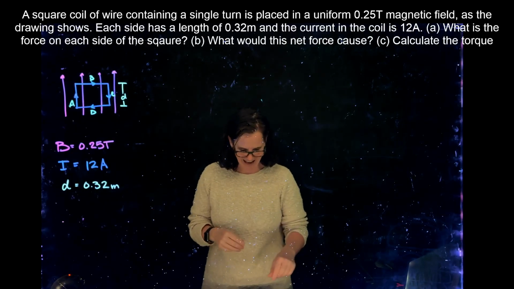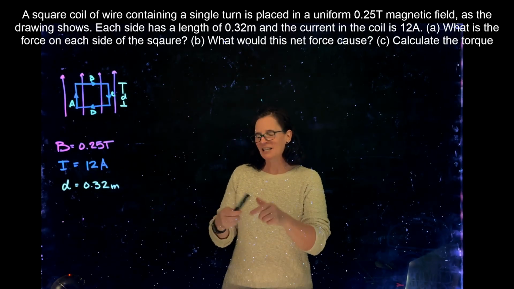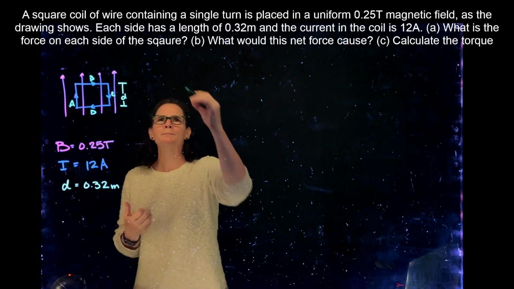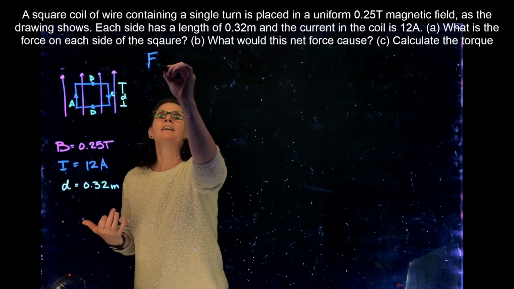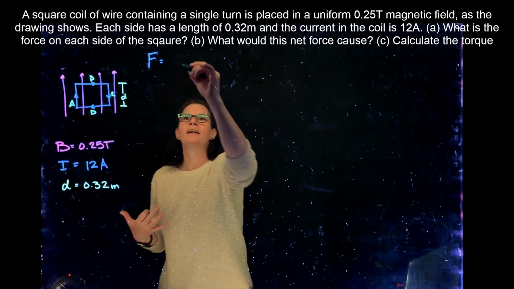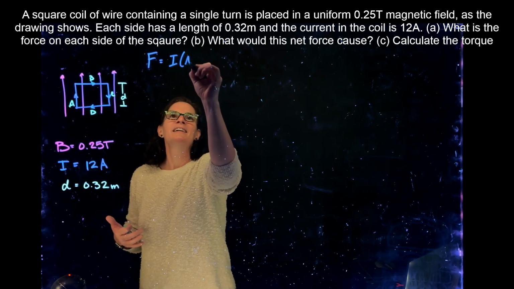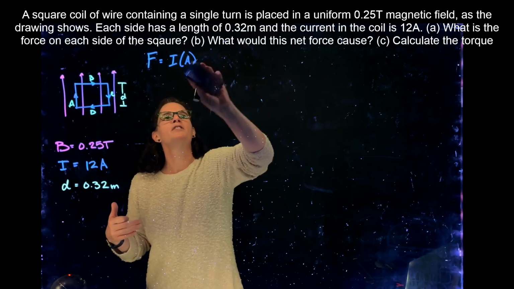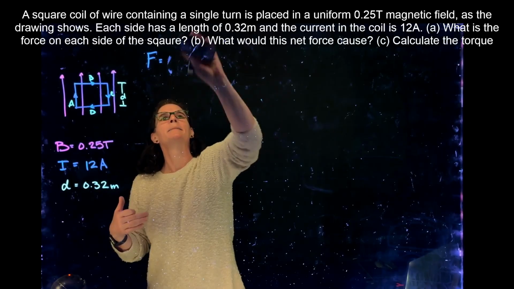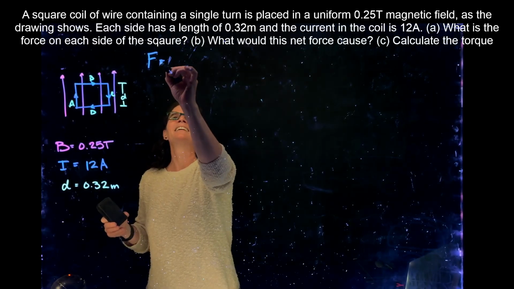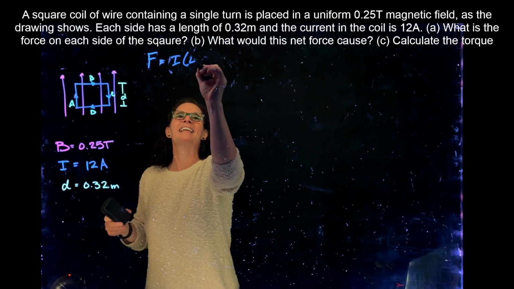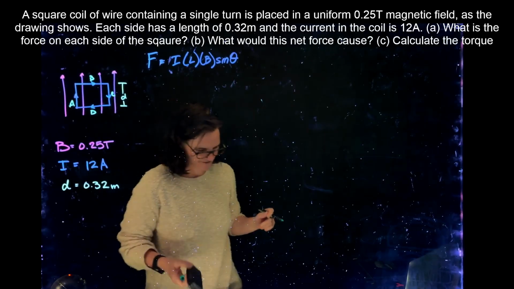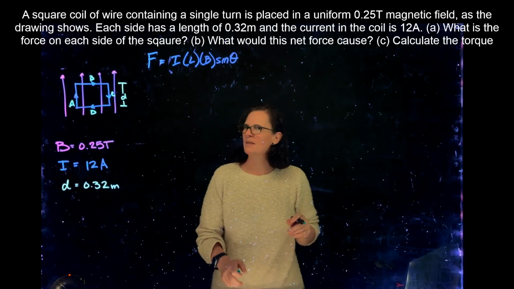So let's look at this problem. We're going to look at each one of the sides individually to get that net force acting on this loop. We're going to remember that the force on a current carrying wire is the current times the length. Wrong equation. Let me start that over. The current times the length times the field times the sine of the angle. So that's going to be the relationship that we remember.